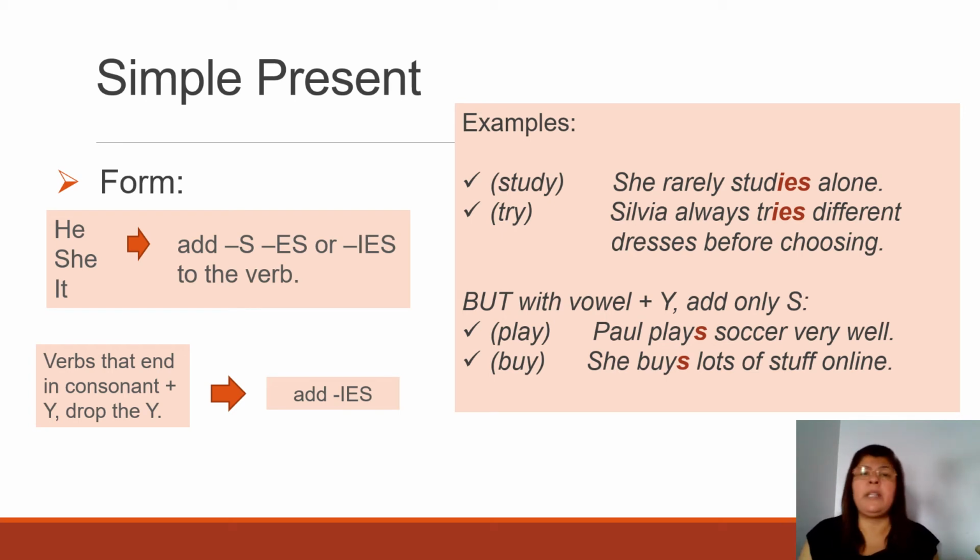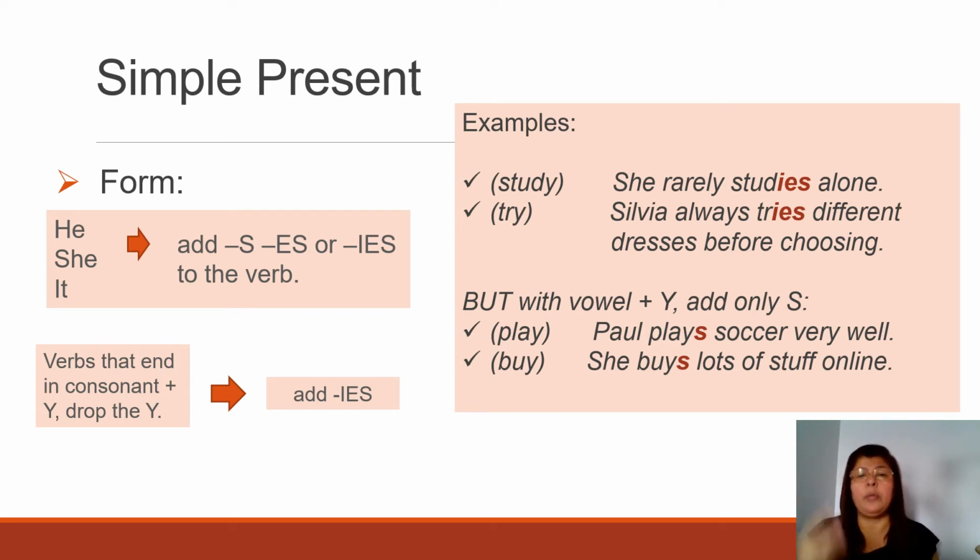The same with the verb try. Sylvia always tries different dresses before choosing. So try, consonant plus y. And Sylvia equals she. So it's the third person singular. But pay attention, if you have a vowel before the y, so it's general rule. You add only s. For example, the verb play. Paul plays soccer very well.